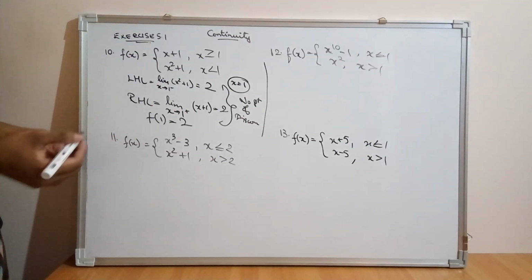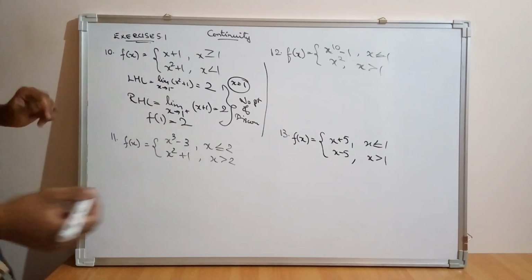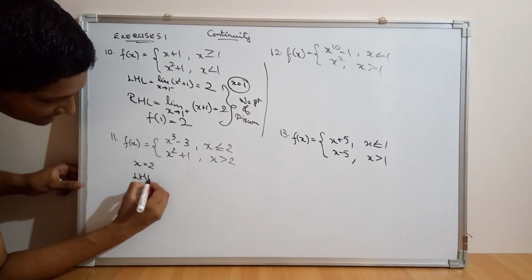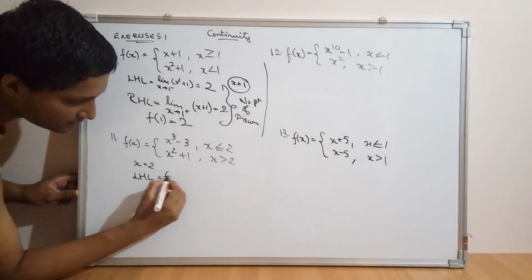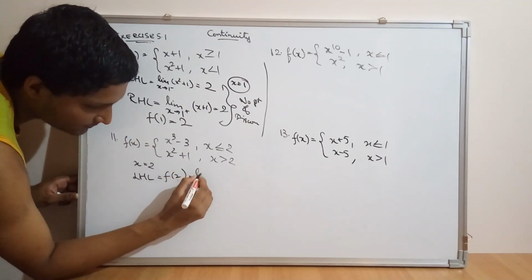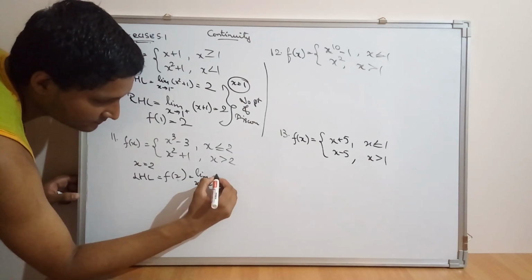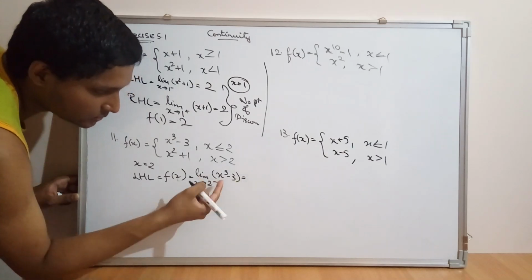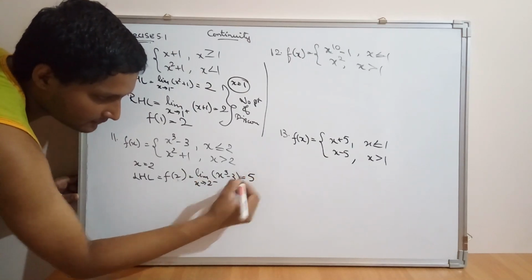No point of discontinuity, or the whole function is continuous. Then you have the 11th question. Even the 11th question is very simple. We need to think about the point x is equal to 2. Left hand limit. Left hand limit is equal to the function at f of 2. That is equal to limit x tending to 2 minus x cube minus 3. x cube comes to be 8. 8 minus 3 is 5.